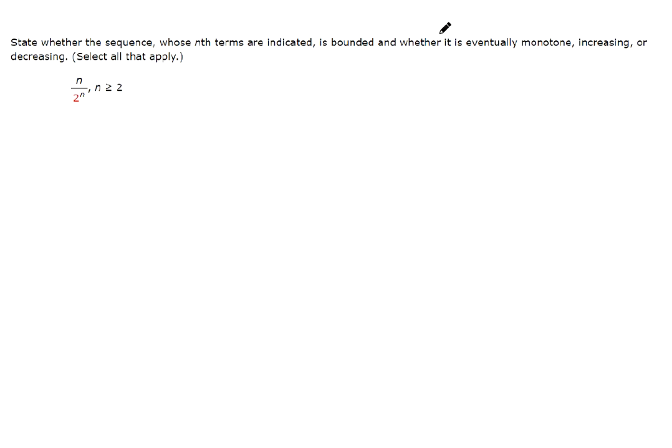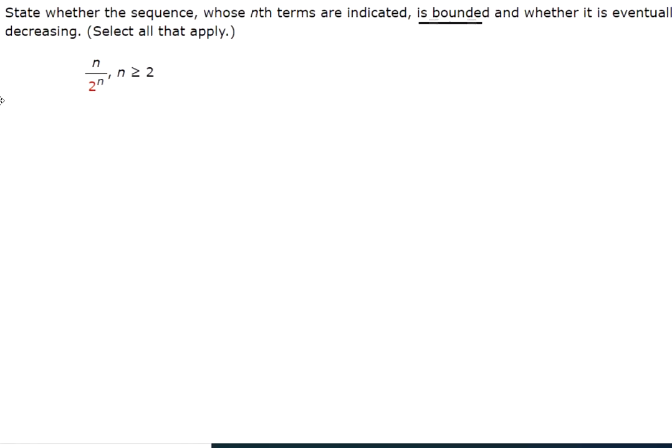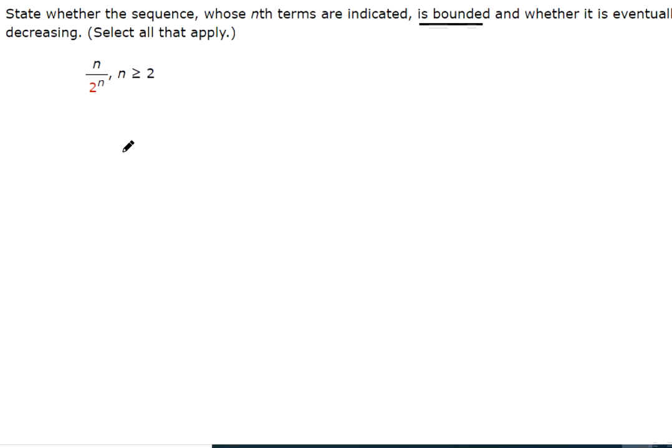So we're supposed to determine whether the sequence is bounded, whether it's monotone, and increasing or decreasing. A sequence is bounded if there's one number where it can never go below that number, or one number, like maybe 27, that it can never get above. That would be an upper bound, and if it could never go below -2, then -2 would be a lower bound. So we can start listing out some terms to get an idea of what the sequence is going to look like.